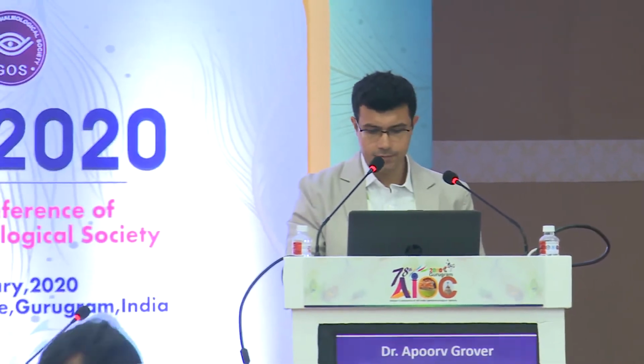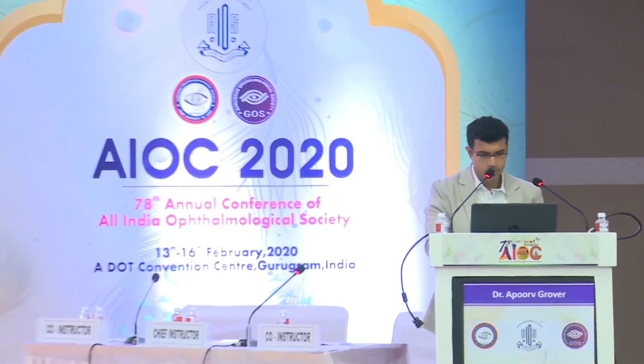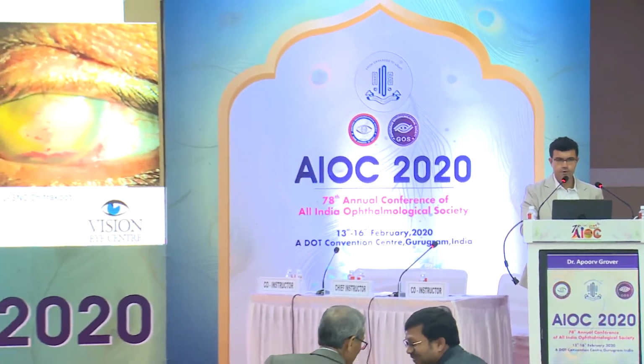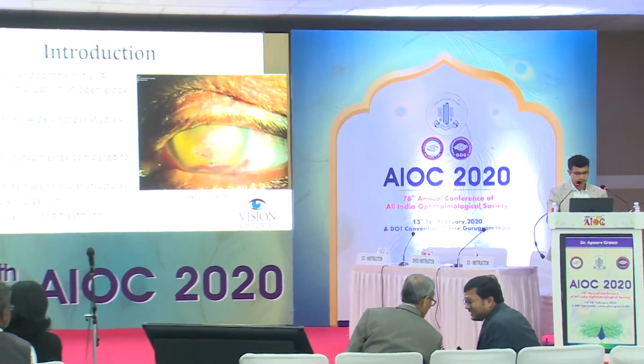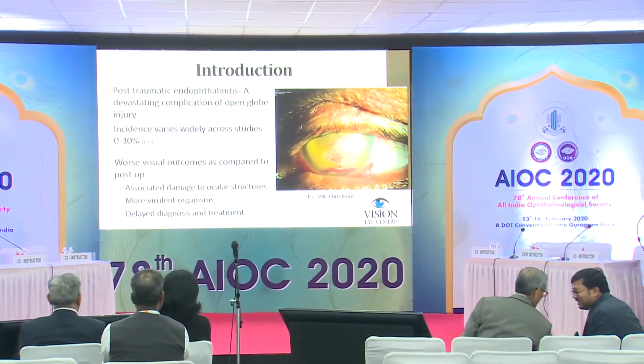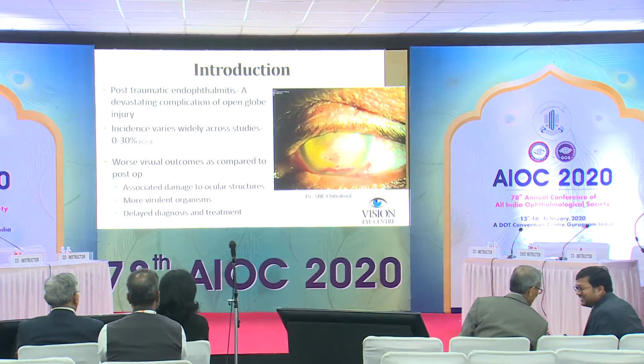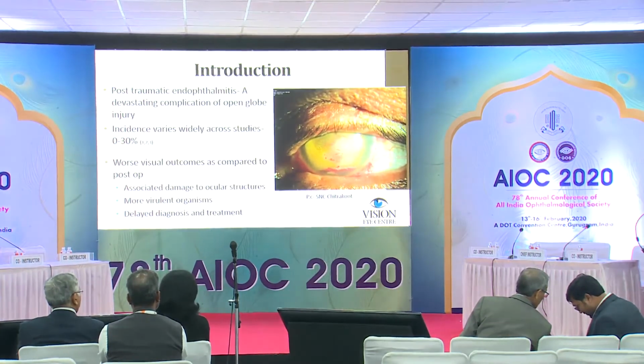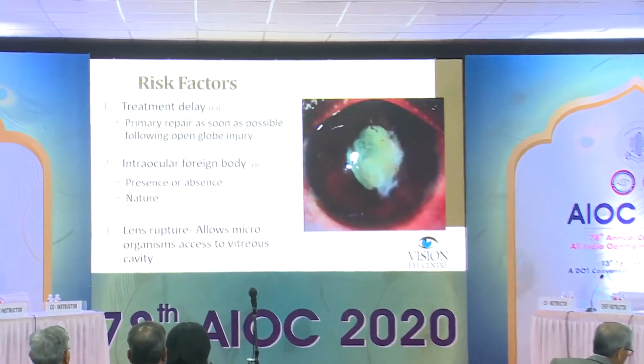Post-traumatic endophthalmitis is associated with worse visual outcomes as compared to post-op endophthalmitis. This is because of associated traumatic damage to ocular structures, more virulent organisms, and also delayed diagnosis and treatment, which may be because of concomitant signs of inflammation associated with trauma.